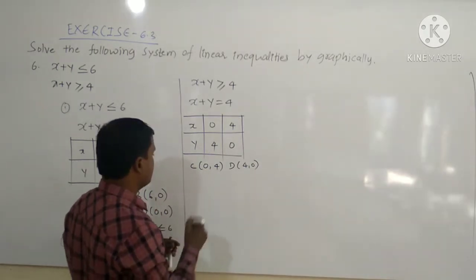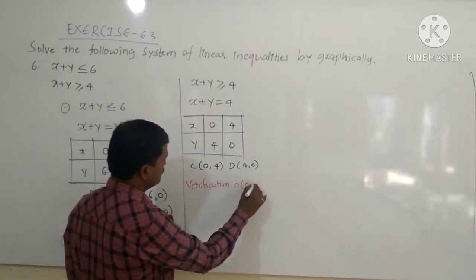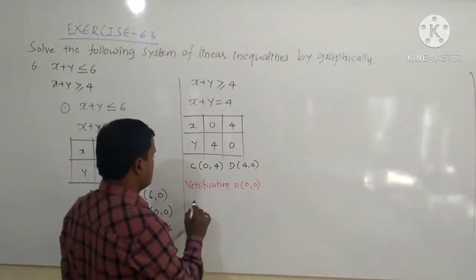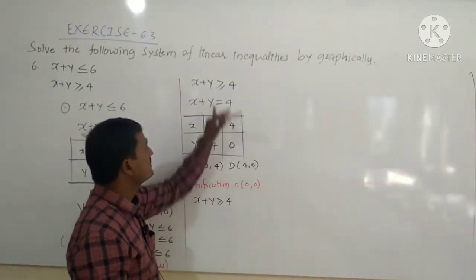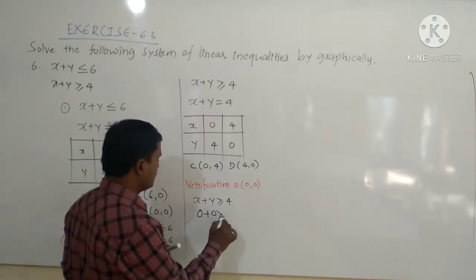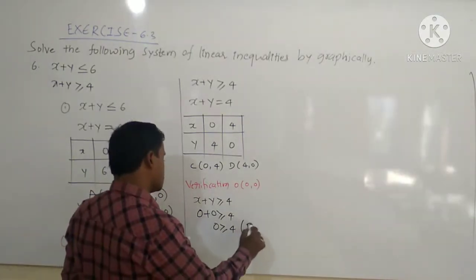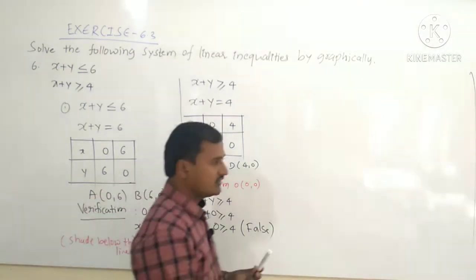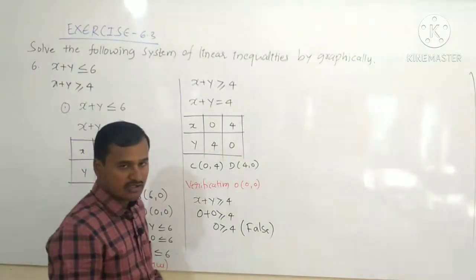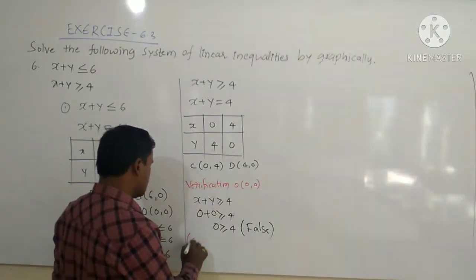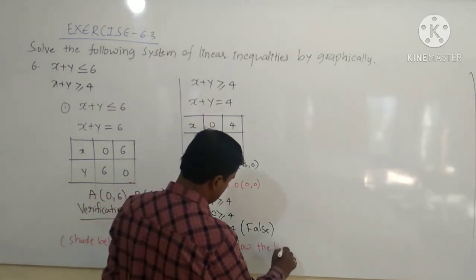Next we go for verification. For verification we take the coordinate of the origin and substitute it in this inequality. So 0 plus 0 is more than or equal to 4, that is, 0 is more than or equal to 4. Whether it is true or false, clearly it is false. We know that 0 is less than 4, so after substituting we get 0 more than or equal to 4, which is false. If it is false, then the answer is to shade above the line.